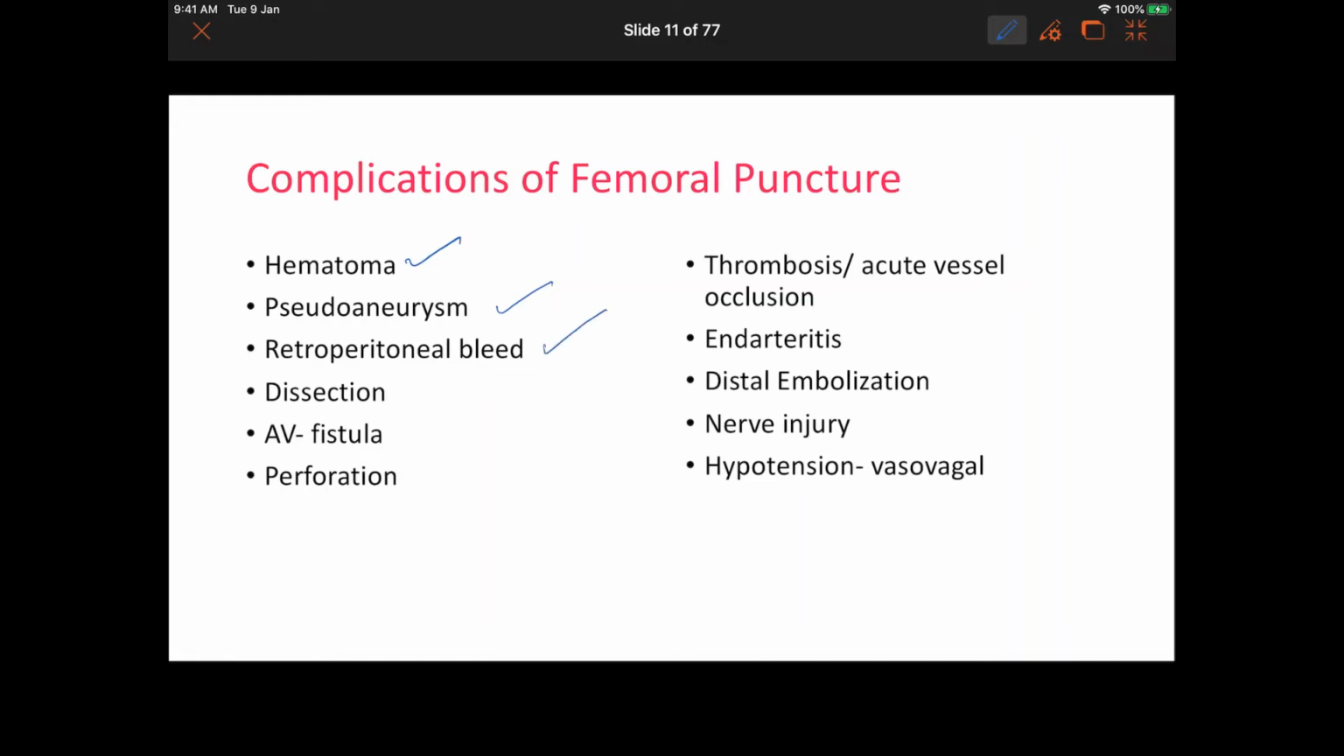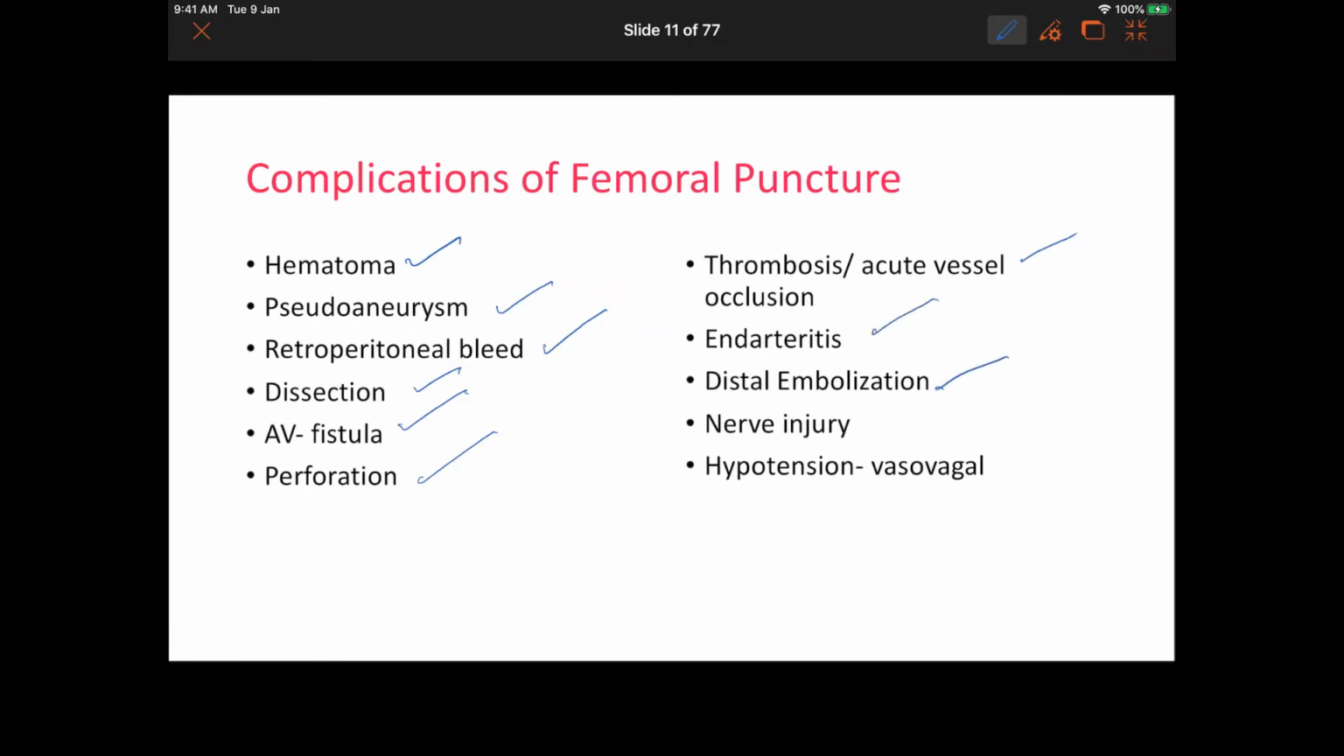Then retroperitoneal bleed. It's a very serious issue. As I said, if you are puncturing high and you're also additionally puncturing the posterior wall of the artery, there are chances that you can have this complication. There could be dissection, AV fistula formation. We'll discuss all of these things. Perforation of the artery. Then apart from the bleeding complication, you can have thrombosis of the vessel, acute vessel closure, particularly in people who already have a peripheral vascular disease, elderly people. Then arteritis, that is infection.